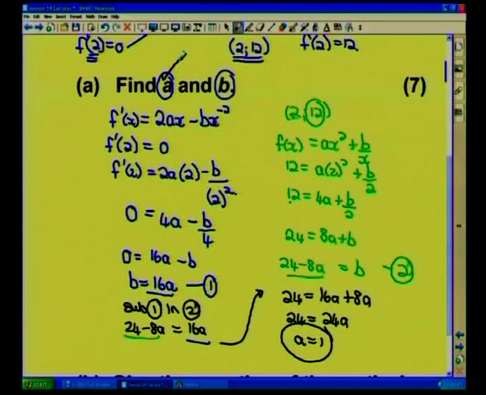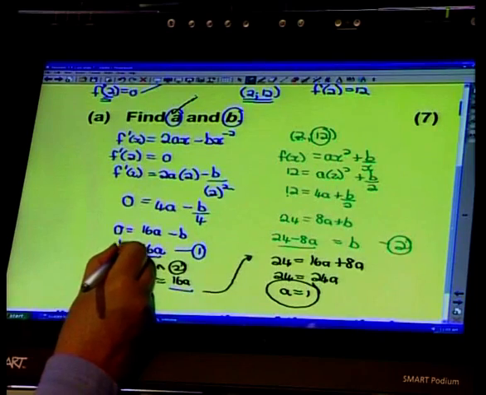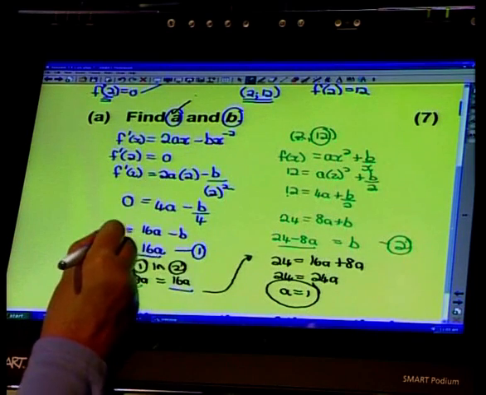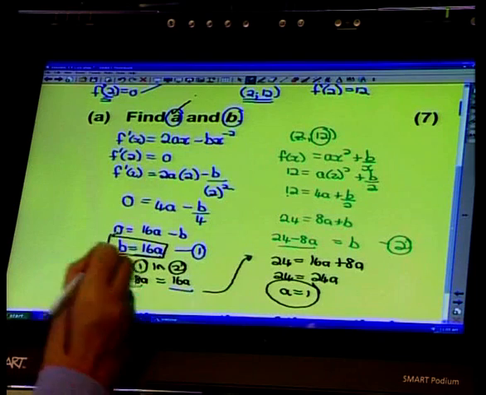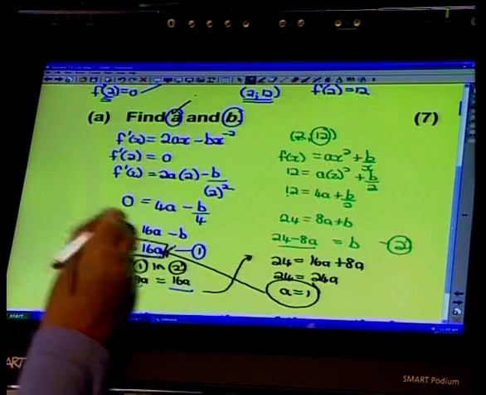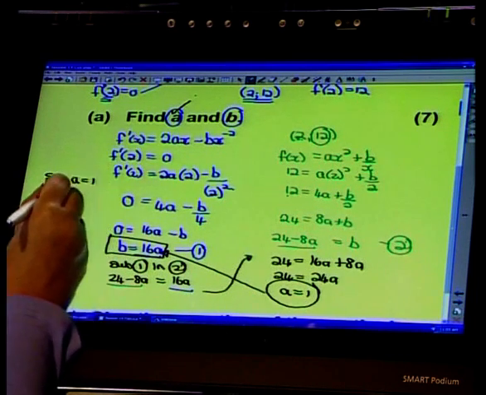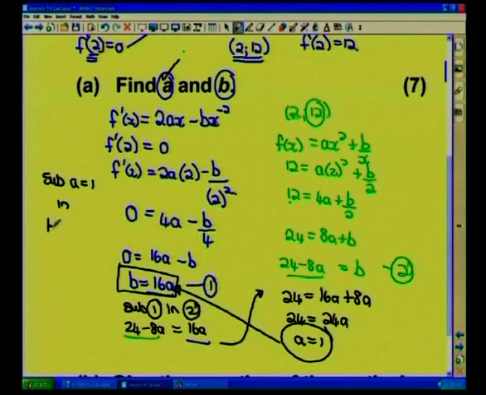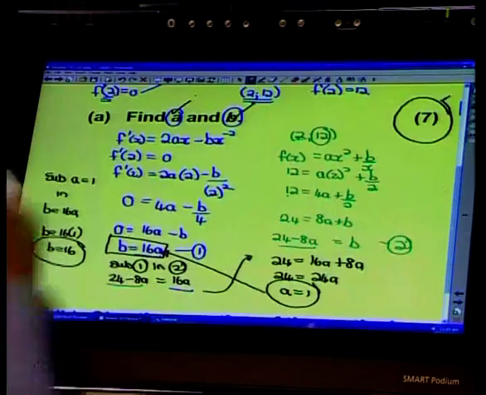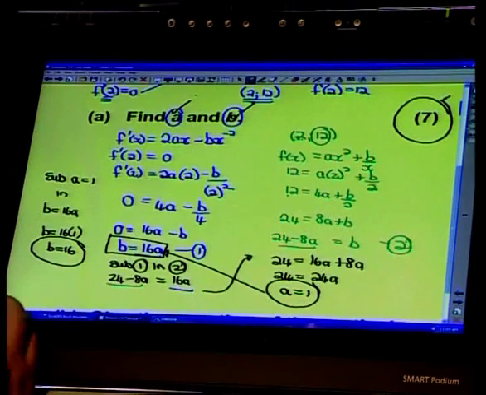Now, to find b won't be a problem if we go back to this equation over here, b equals 16a, and we sub our a in. So let's substitute a equals 1 in that b equals 16a. In other words, b will equal 16 times 1, so b is equal to 16. So that takes care of that. You can see it's a lovely mark allocation, 7 marks. Something not too bad to do.